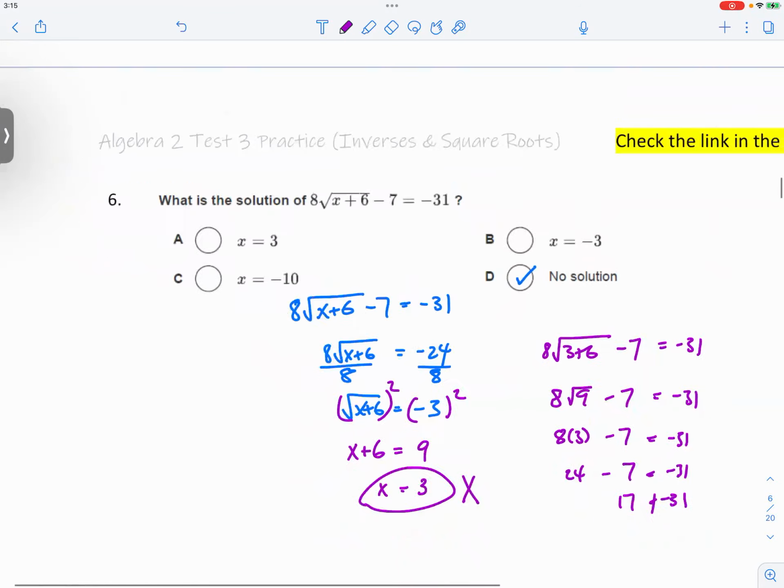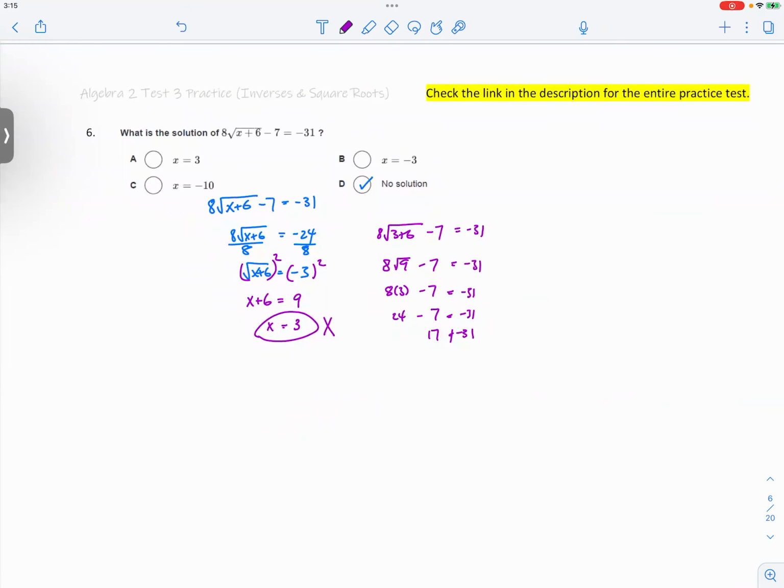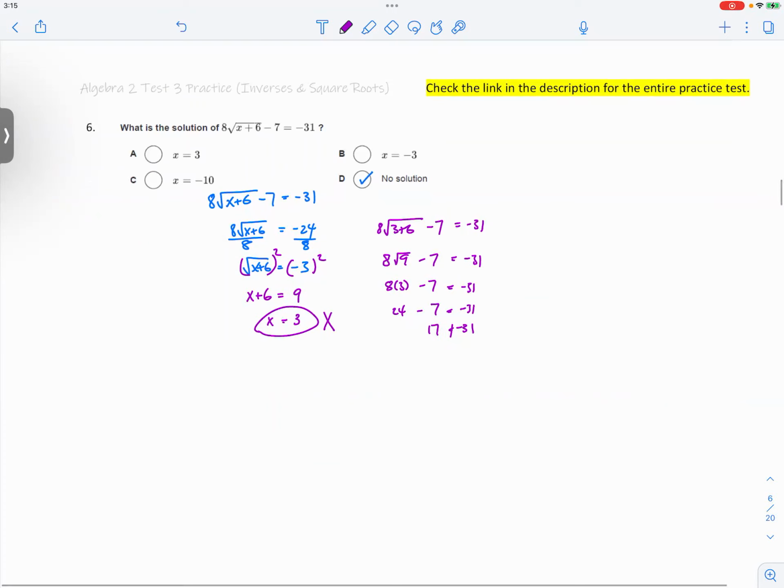So ultimately, it's all about you being careful, okay, being a careful thinker, and you realize that a square root cannot equal a negative number, okay? And then if you find out the x value, just make sure that you put the x value back in and check for the validity of the solution.